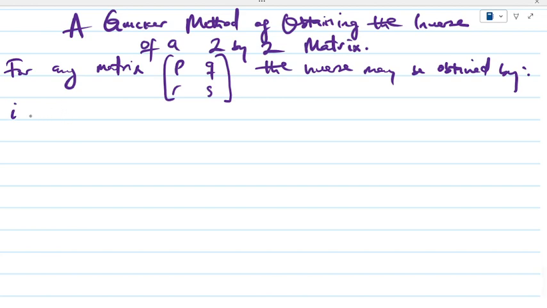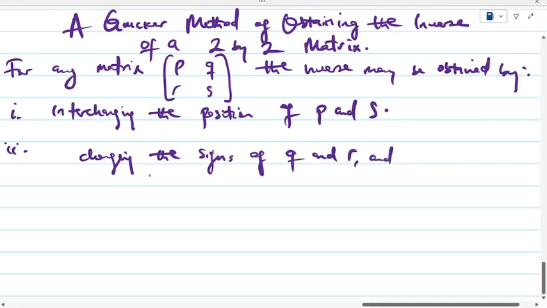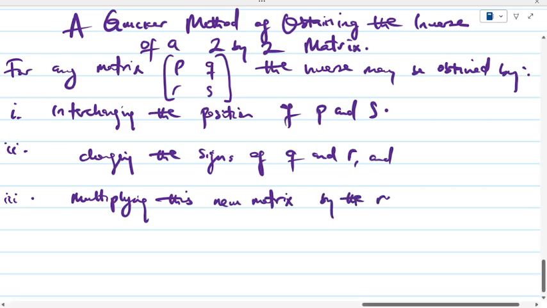Firstly, interchanging the position of P and S, secondly, changing the sign of Q and R, and lastly multiplying this new matrix by the reciprocal of the determinant of PQRS.